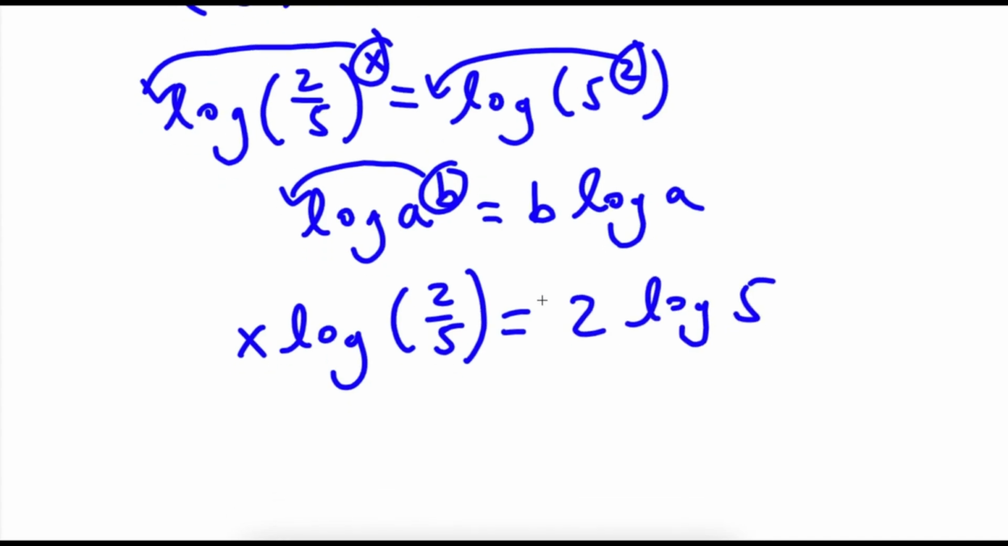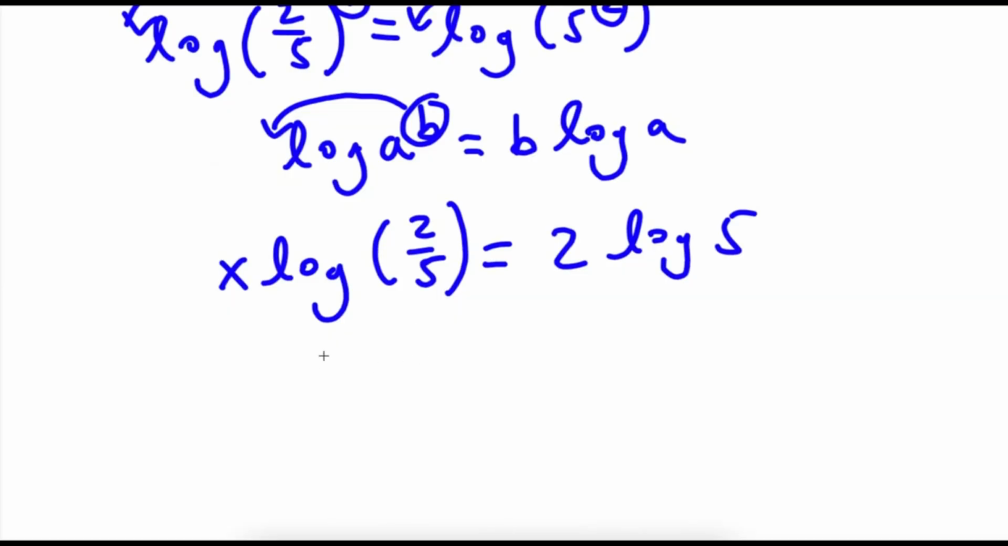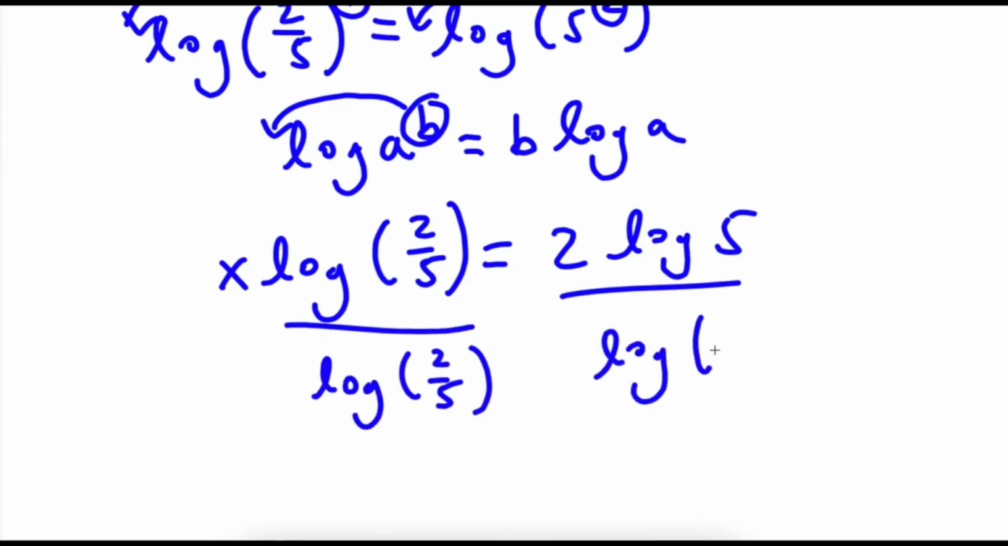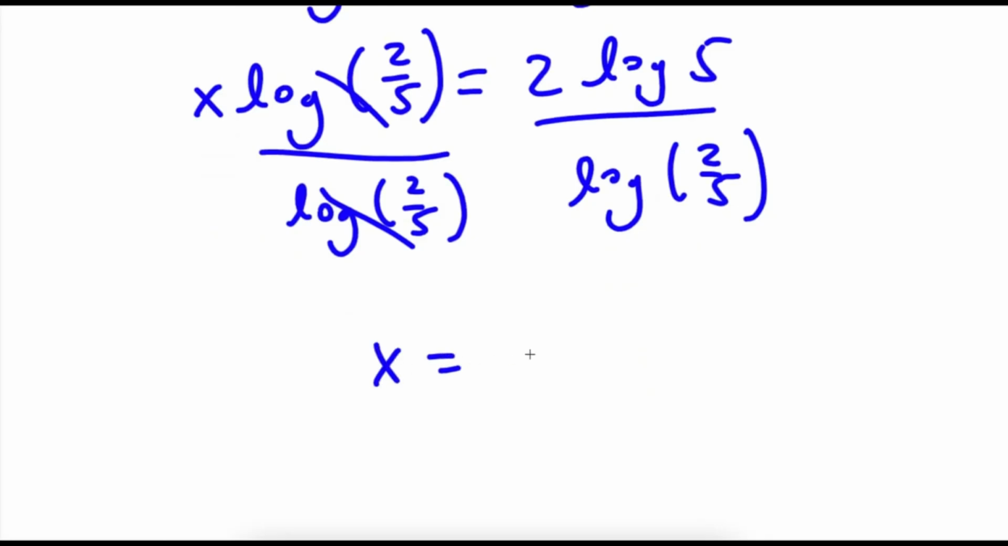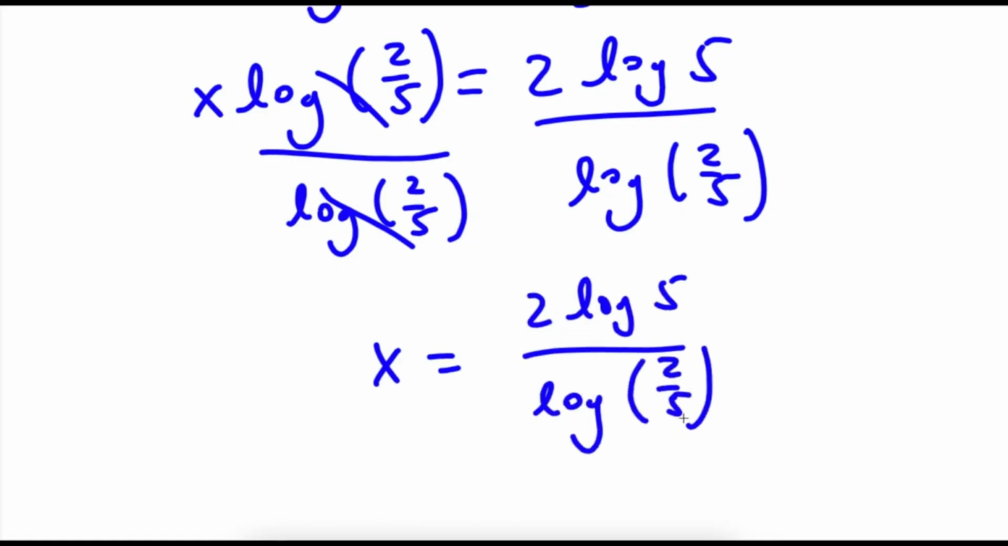So now I'm going to divide both sides by log 2 over 5. So then these two will cancel out. Now I'll be left with x is equal to 2 times log 5 over log 2 over 5.